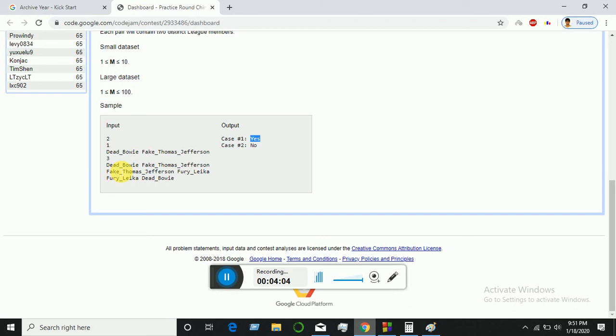But we go to the next test case. Suppose Dead Boy is in group one and Fake Thomas Jefferson is in group two, right? But secondly, Fake Thomas Jefferson is already in group two, so I keep it in group two, but Furi Leica is in group one, as Fake Thomas Jefferson is the opposite of Furi Leica, right? So Furi Leica is in group one. And here Furi Leica is in group one and Dead Boy is in group two, but Dead Boy is already in group one, right? So it is not possible to put Dead Boy in group two. So we have to determine whether it is possible or not.